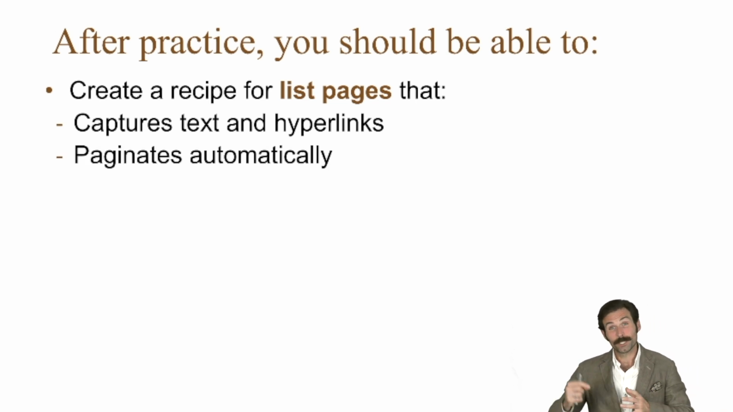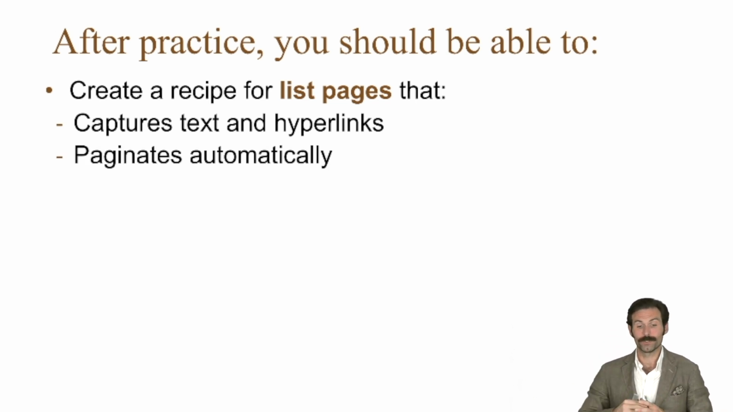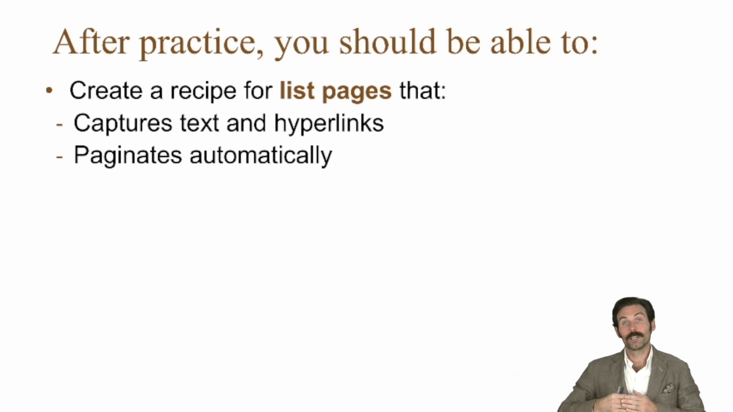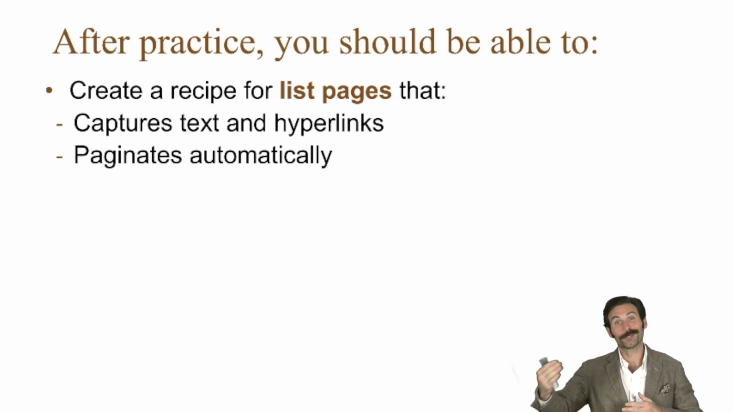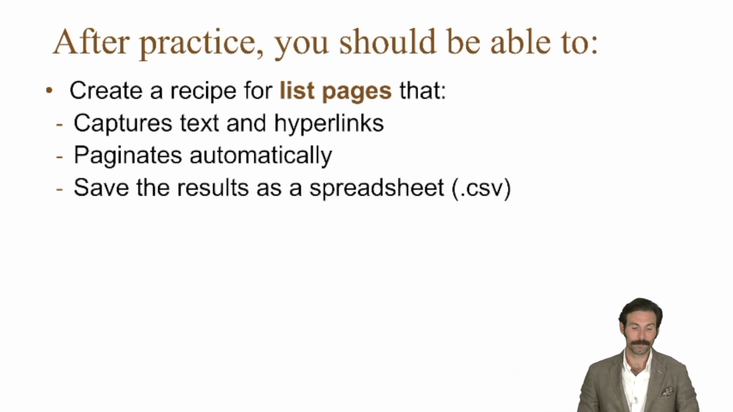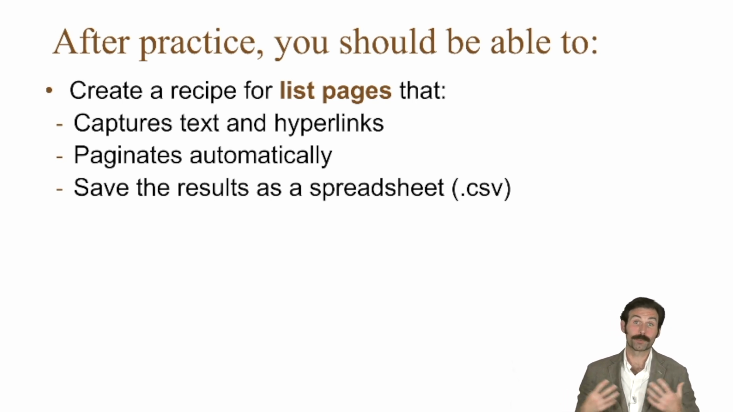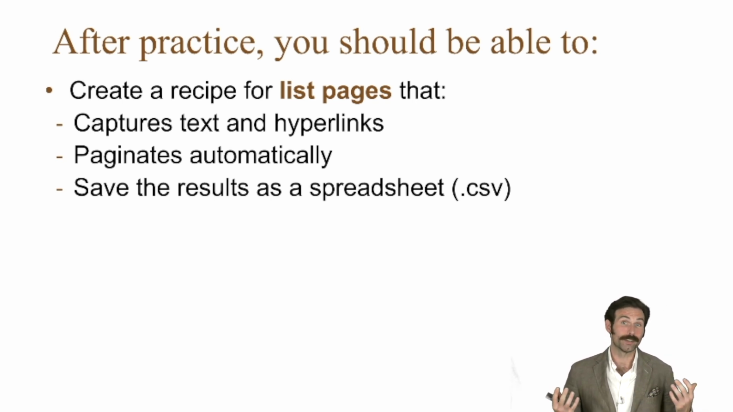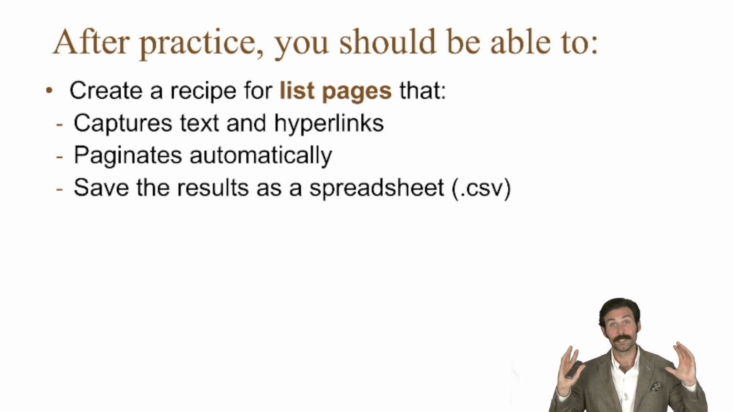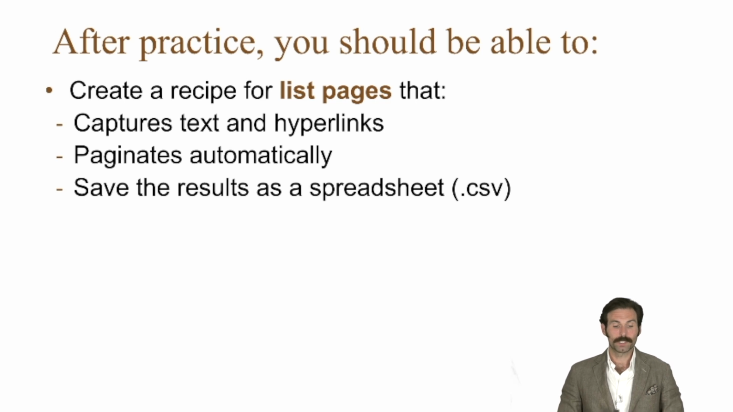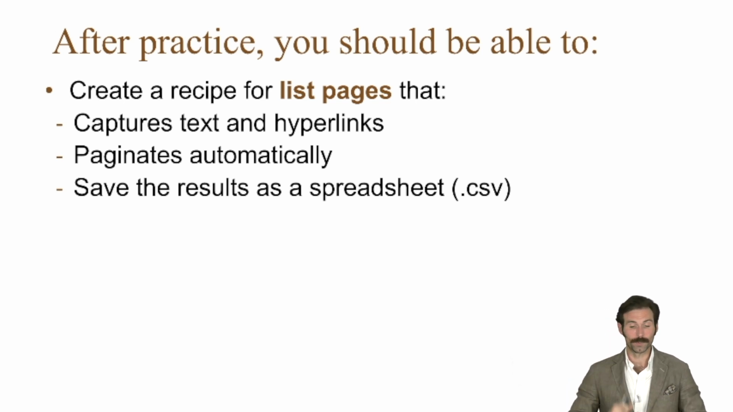You should be able to paginate automatically, so to set the scraper to go to the next page, collect data, go to the next page, and collect data. And you should be able to save those results as a spreadsheet or a .csv file that can be opened up and make sense, doesn't have a lot of missing data, and gives you the results that you actually want.